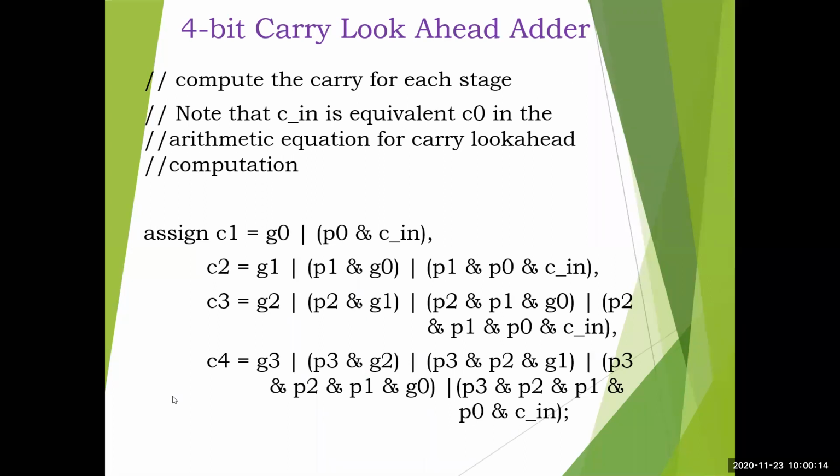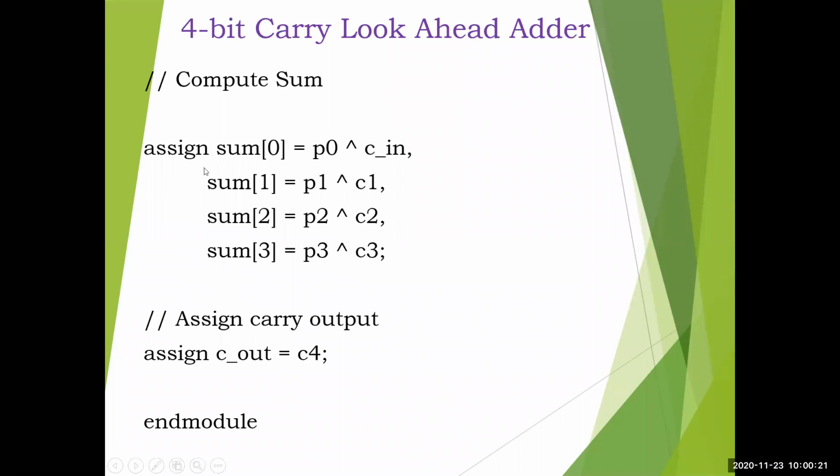Okay, the sum is based on this carry generation, and the final C out is assigned from C4. Okay, that we have to do at the end. Sum is 4-bit, 4 are there. Sum is again declared as a vector, that's why sum of 0, sum of 1, sum of 2, sum of 3 are written. So the expression is P naught xor C in, P1 xor C1, P2 xor C2, P3 xor C3. And the final C4 is assigned to C out here. A separate assign statement I have written to assign C4, whatever is computed, to C out. So this is the idea of the 4-bit carry look ahead adder.